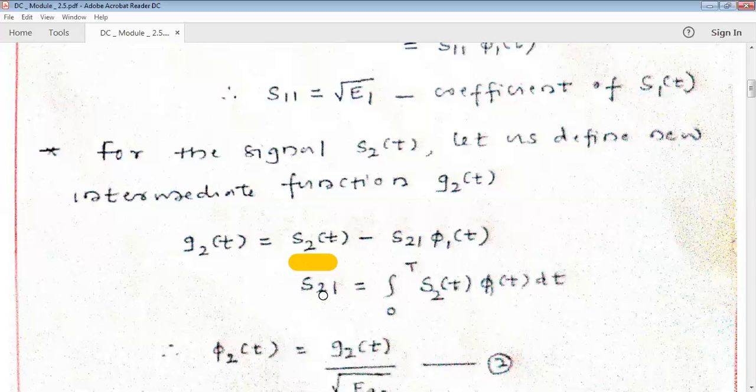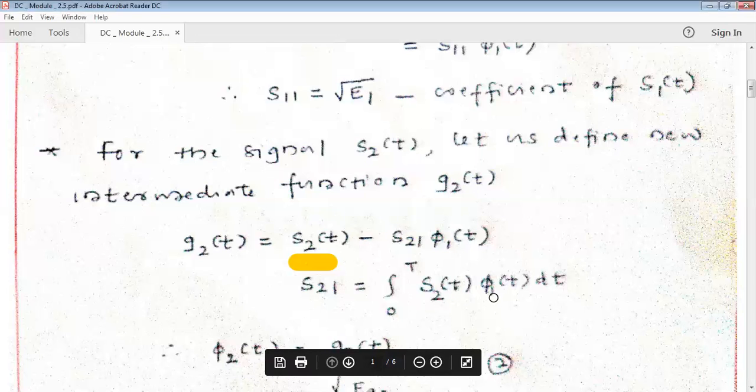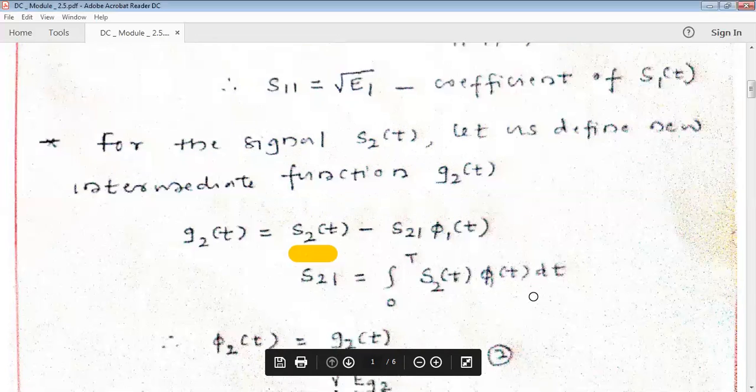So i is equal to 2, integration from 0 to T. So this is S_i of t. Since i is equal to 2, the signal S_2 of t is there. And j is equal to 1 means the jth basis function will be phi 1 of t. So it is just integrating the product of S_2 of t by phi_j of t, where j is equal to 1, so it is phi 1 of t into dt.